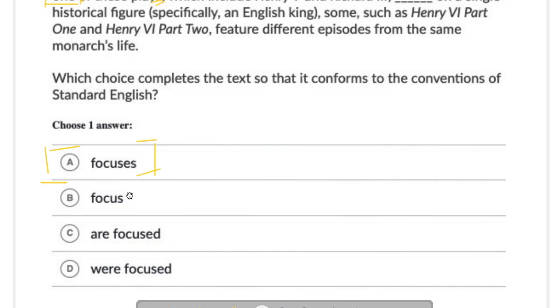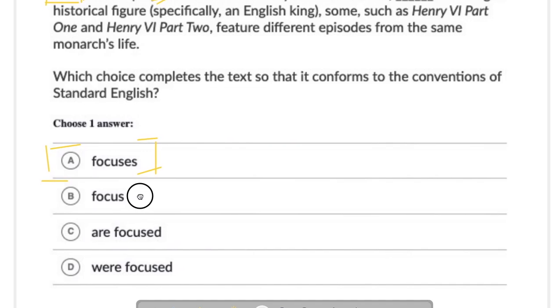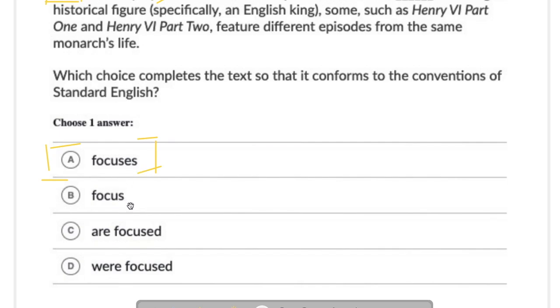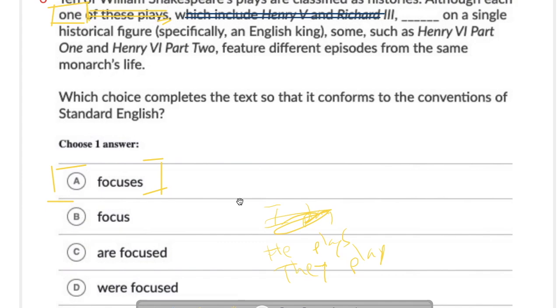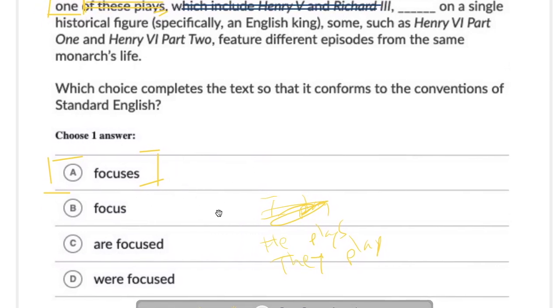I know you might look at B and say, well, that doesn't look plural. Remember, plural verbs, or verbs that pair with plural nouns, don't have the added S's. I play, he plays, they play. He focuses, they focus.